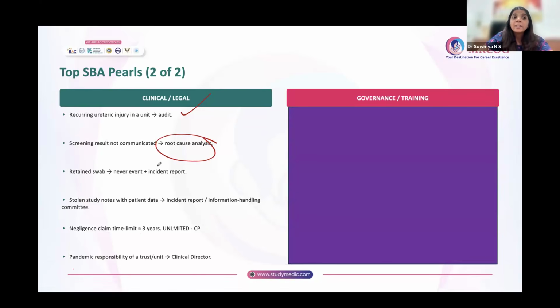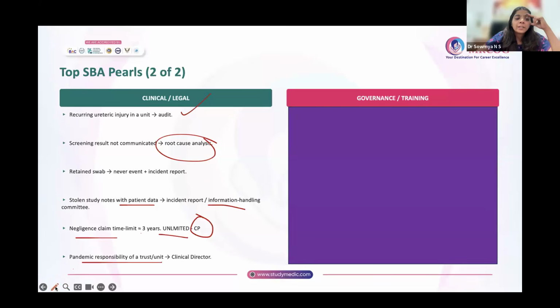Retained swab is a never event. Of course, you have to do an incident report. Stolen study data with patient data, you have to do an incident report. If you have information handling, go for that. Negligence claim time is 3 years for others, but if the child has developed CP, cerebral palsy, then the case could be placed anytime, unlimited time.